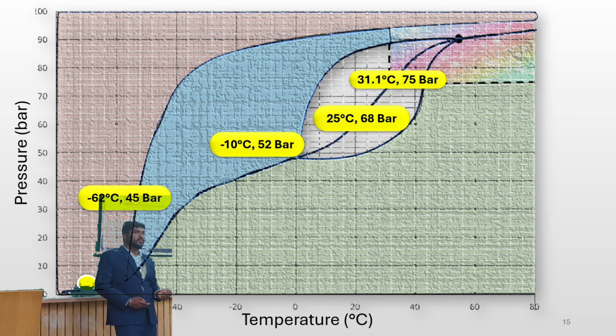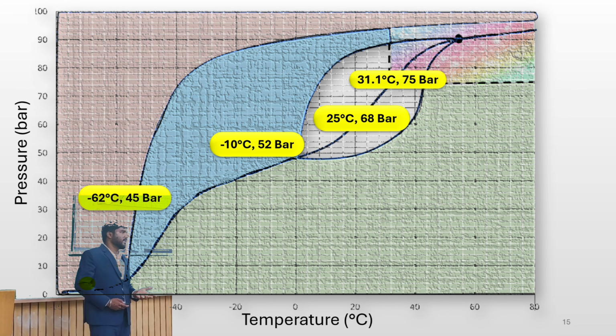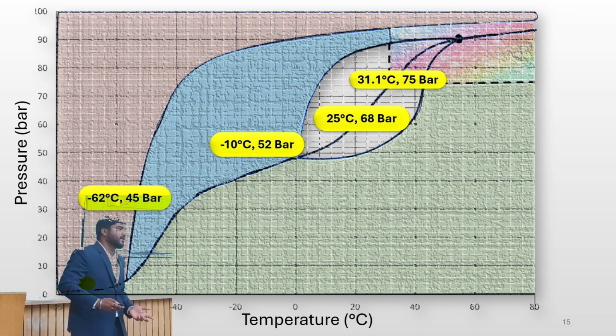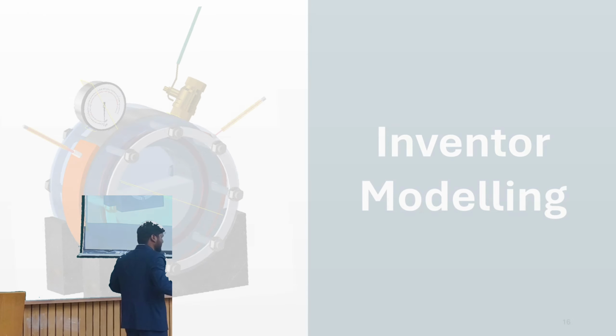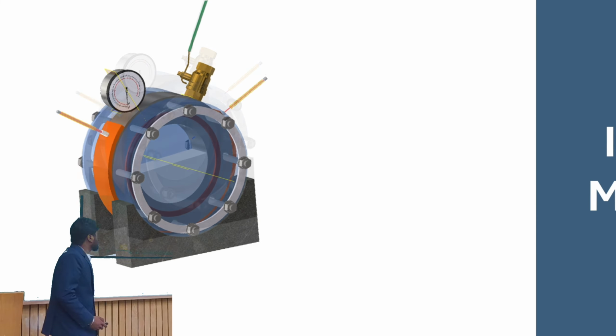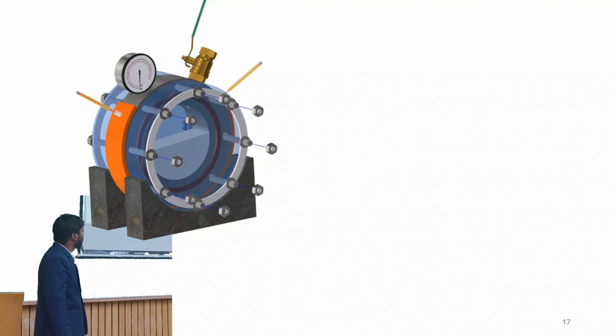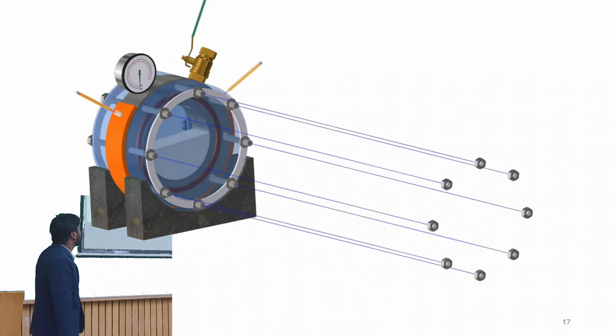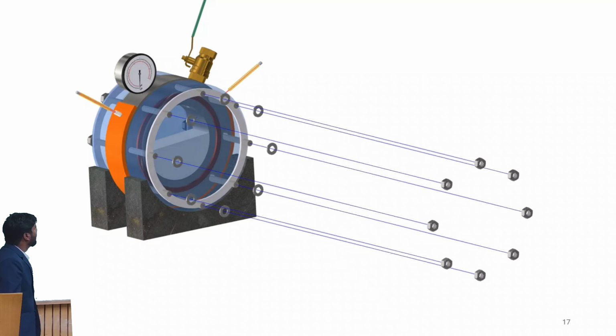The supercritical point is 31.1 degrees Celsius and 75 bar. 31.1 is quite decisive, but 75 bar is a very high pressure. In order to get to that pressure, we are supposed to fabricate a very high-pressure chamber. So what is the first thing we do whenever we fabricate something? We model it. I have modeled this in 3D modeling, and we will show you a very quick video of how we disassemble this 3D model.